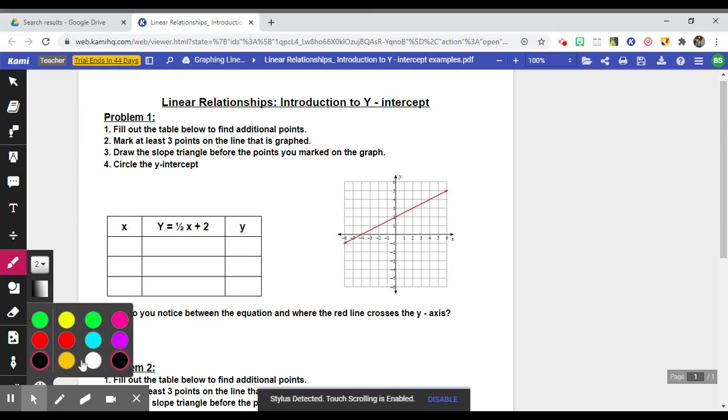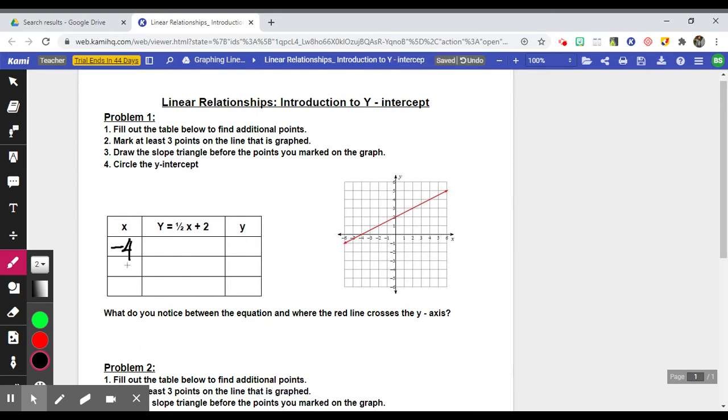On your actual assignment, I went and filled in the X values for you. However, on this one, I'm just going to write them in very quickly. Let's use -4, let's use 0, and then let's use 4. Okay, so I'm going to take 1/2, multiply that by -4, and then add 2.